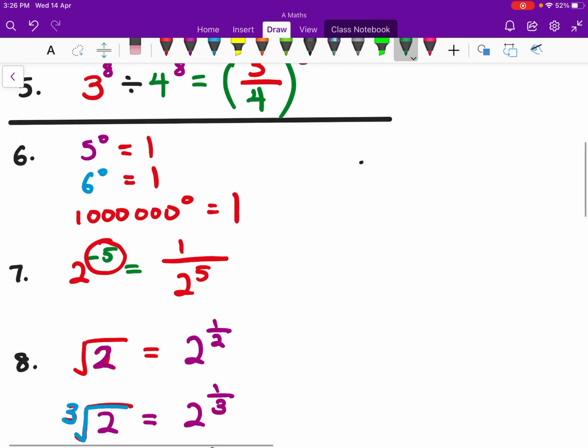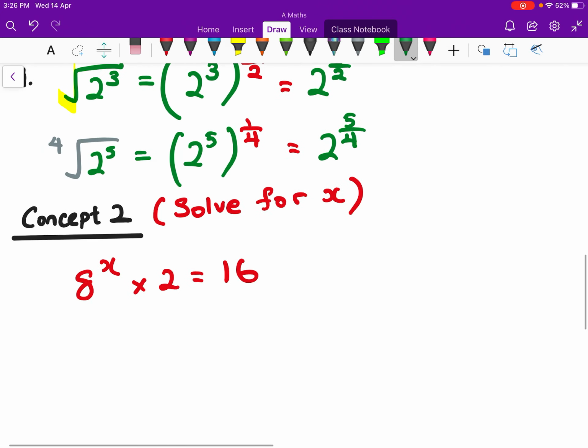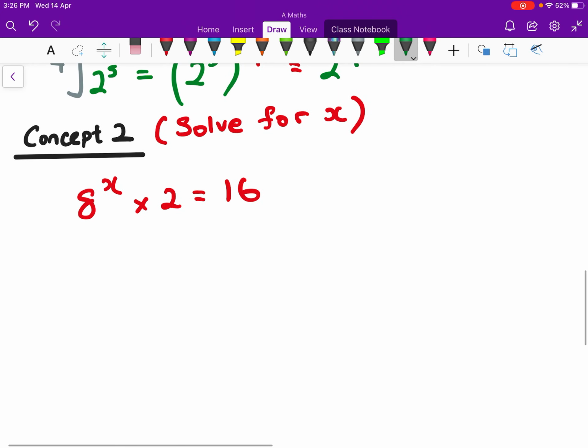Okay, so let's move on to our solving of equation. Solving an equation we have seen quite a lot of times, right? Be it your inequality, be it your normal equation. For indices we also need to solve for x. So how do we solve for x? Looking at this example, 8 to the power of x times 2 equal to 16. So normally your x will not be your base. Your x will always be the index, the smaller number. I mean the smaller thing.